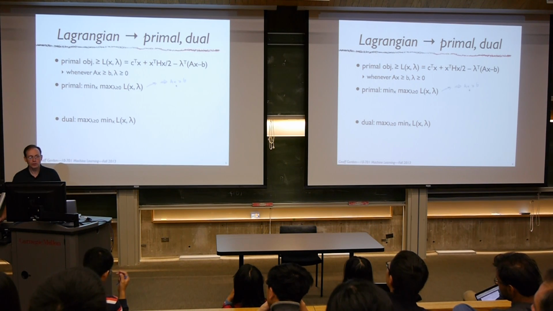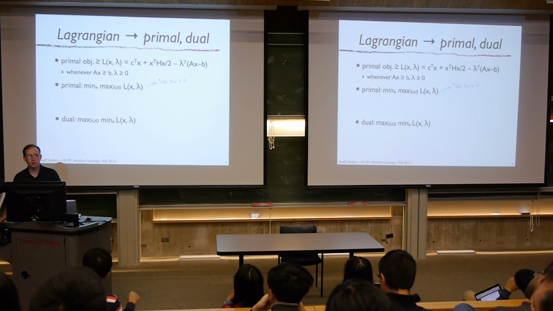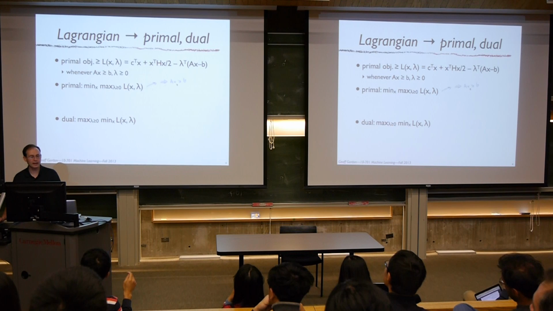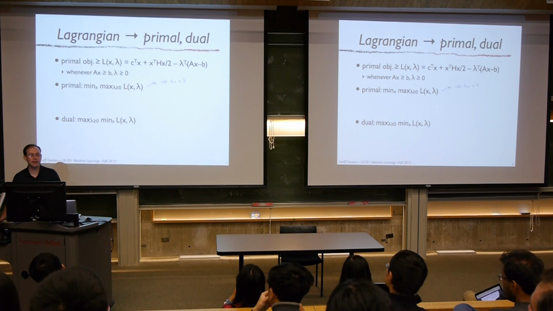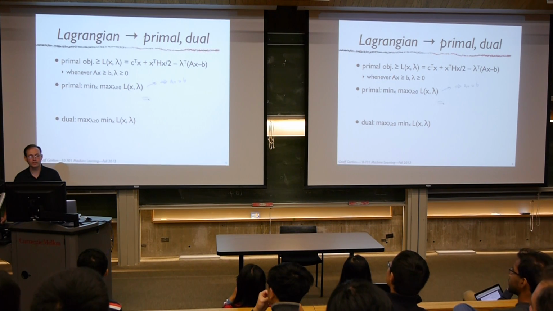Okay, so now we're min-maxing. We know we have to satisfy these constraints in x. If we just set lambda equal to 0, right, this term vanishes. And so we'll be minimizing the primal objective subject to the primal constraints, right? And so therefore, we get the primal problem.